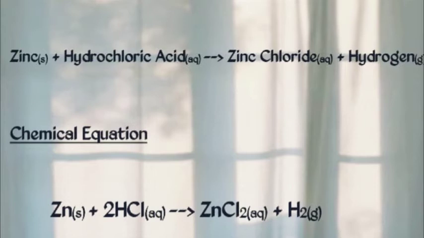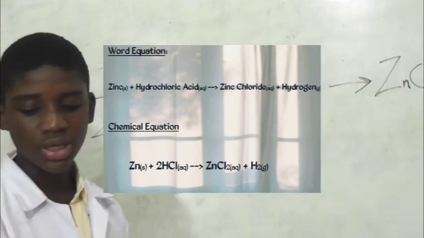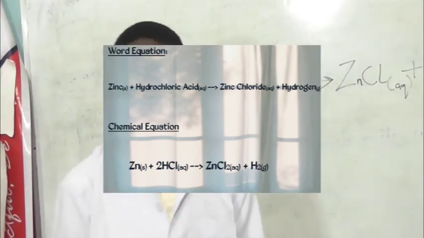This is the zinc, which is in solid form, reacting with hydrochloric acid, which is in aqueous form, and we produce zinc chloride, which is also in aqueous form, and liberate hydrogen, which is gaseous. So this chemical equation, which is balanced, is demonstrating the displacement reaction that I have just demonstrated to you.